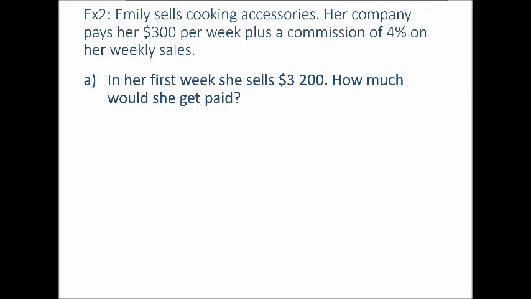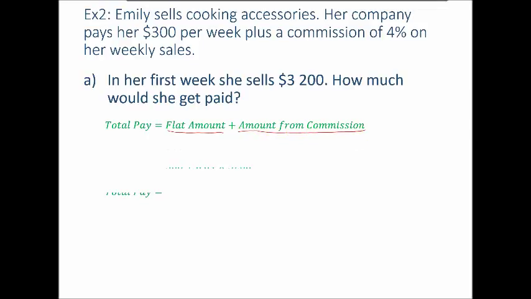How much would she get paid? Well, we know that she gets paid a flat amount. Okay, so that's when she walks in the door, she gets that money, plus the amount that comes from the commission. So a portion of this $3,200 rather. Okay. So we know the flat amount, well, that's the $300. That's what she gets as soon as she walks in the door. Now the amount that comes from commissions, well, she gets 4% of that amount. So think back to good old percentages.